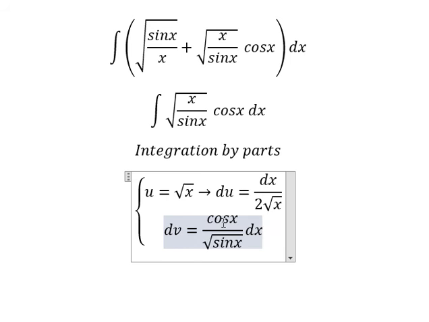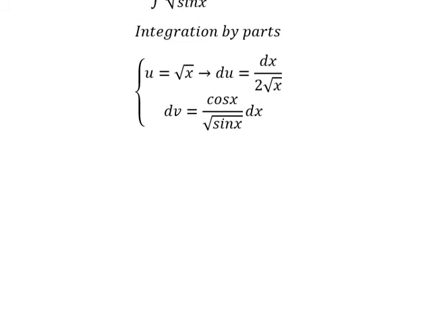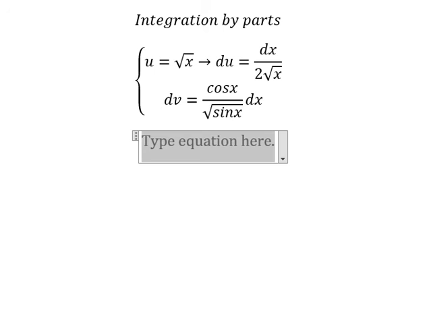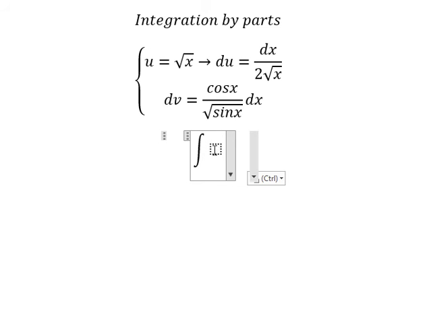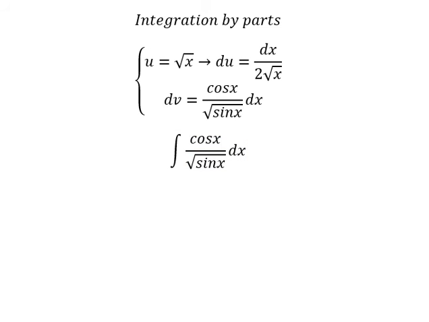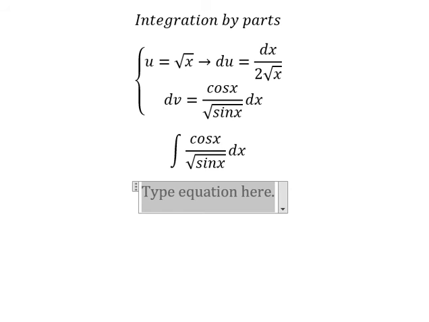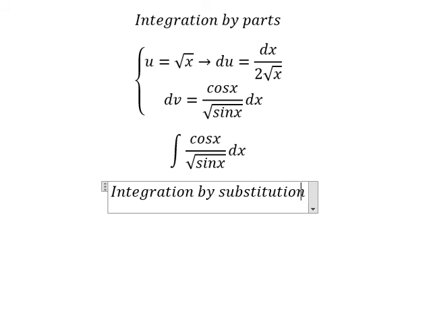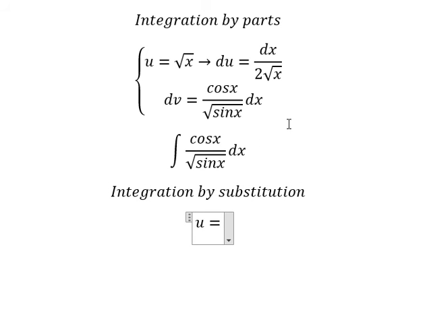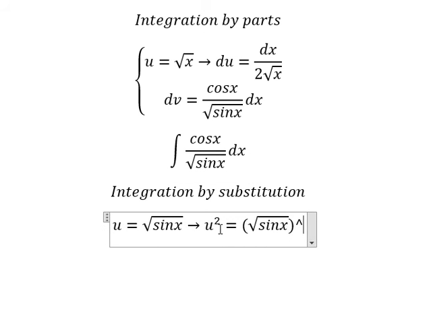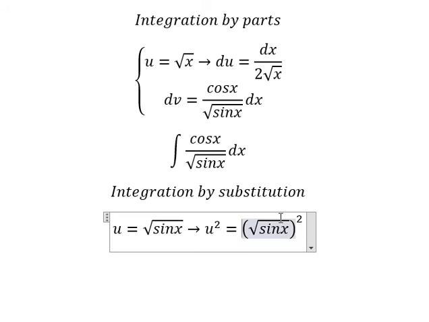Now I will show you how to find this integral. So this one, we have this integral in here. Now we can use integration by substitution. So I will put u equals the square root of sine x. Later, we square both sides to cancel the square root.